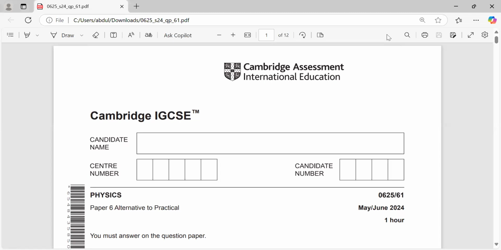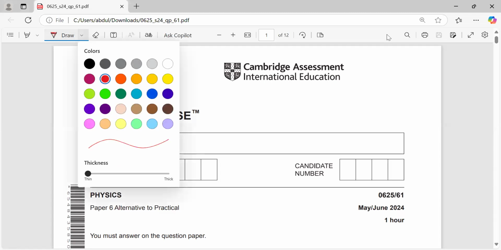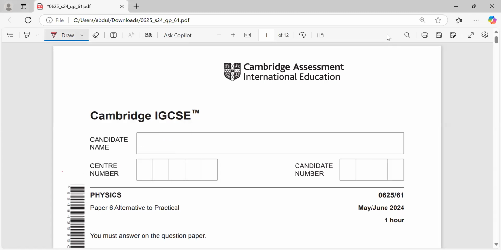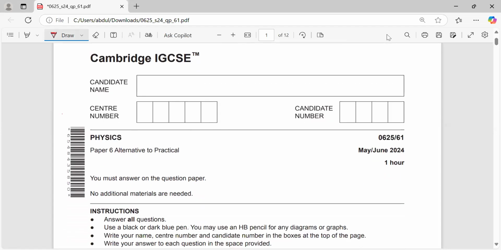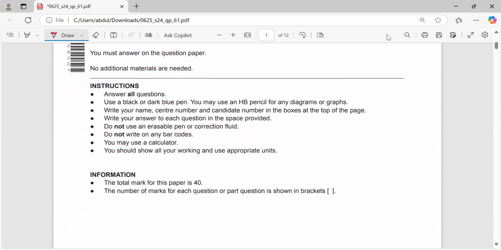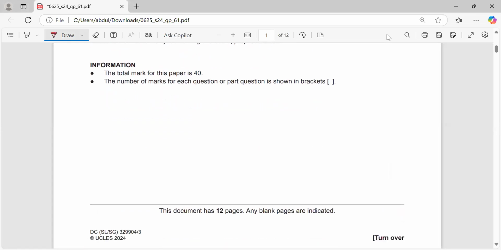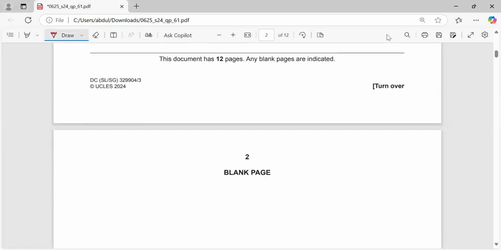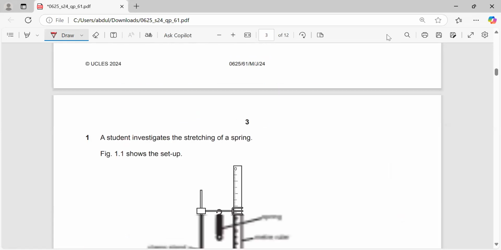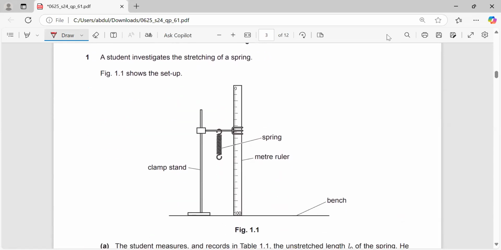Okay, so my dear friends, we will now be solving this paper, May-June 2024, paper 6, variant 1. Time is 1 hour, as we know, marks are 40, and it is 20% of the weightage from our curve or examination point of view. Let's start from the beginning.